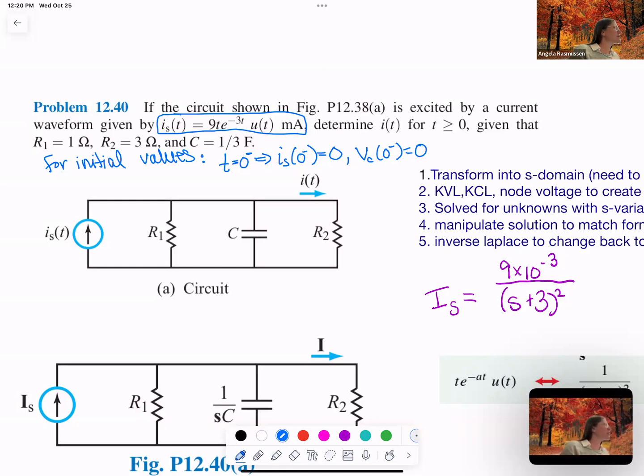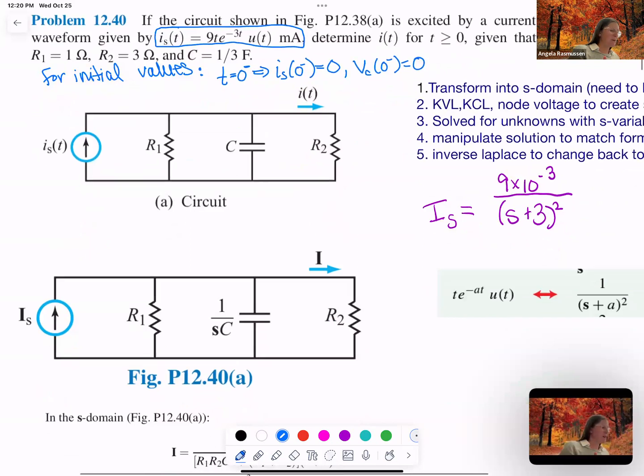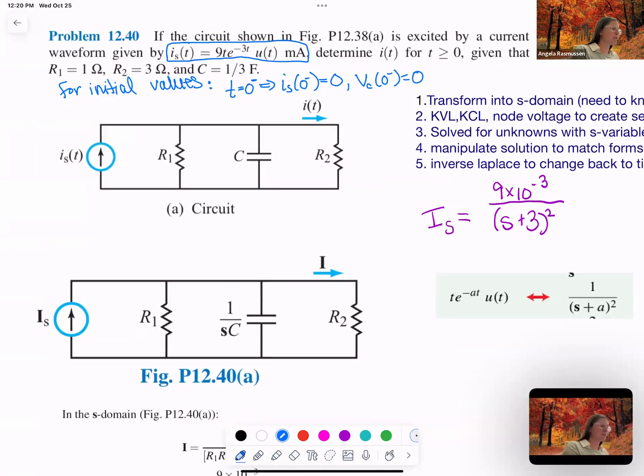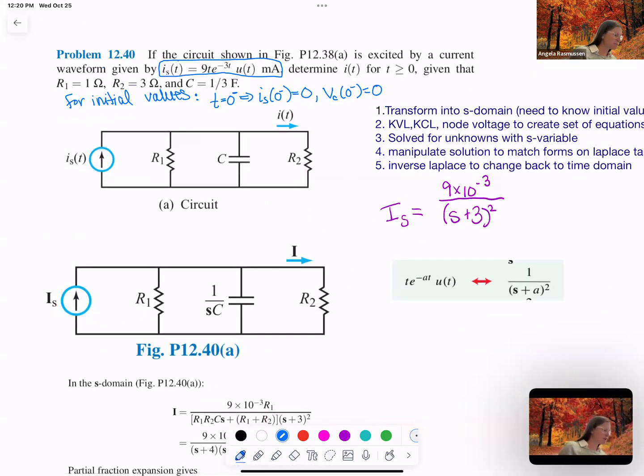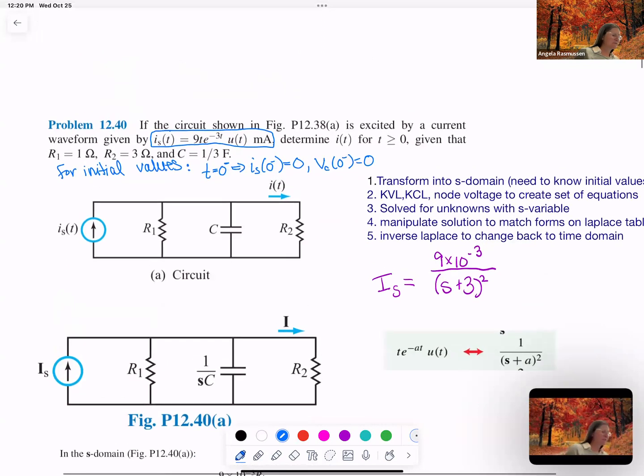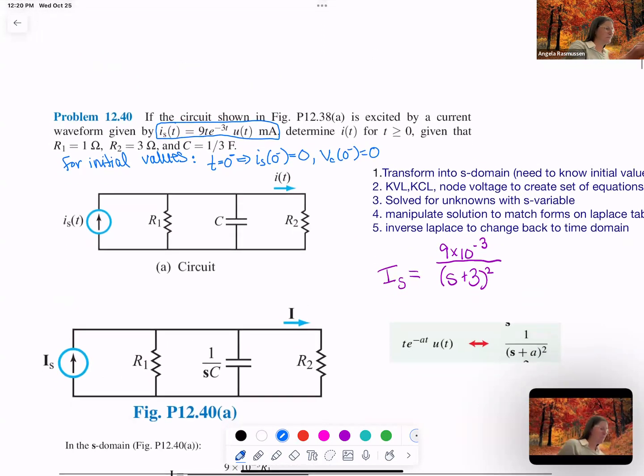All right, other questions? Okay, you guys go ahead and attempt to solve this. You can work in groups. Go through the solution.